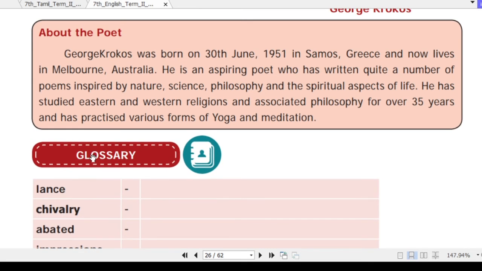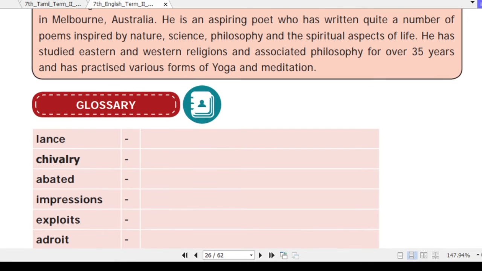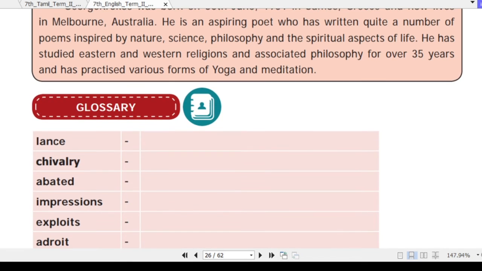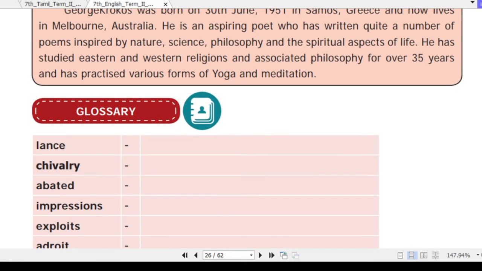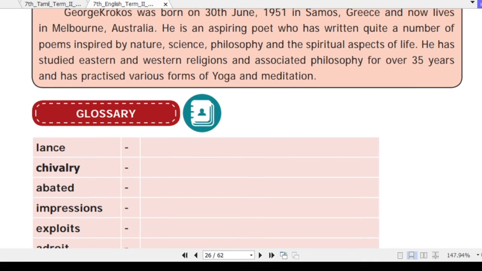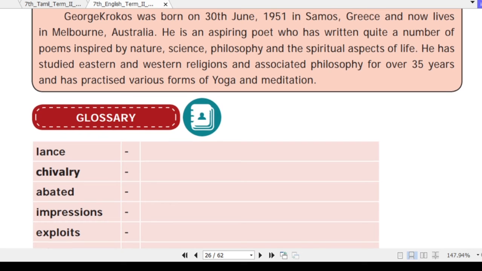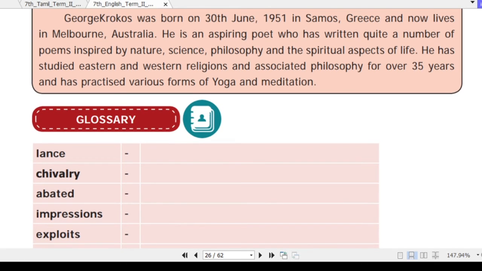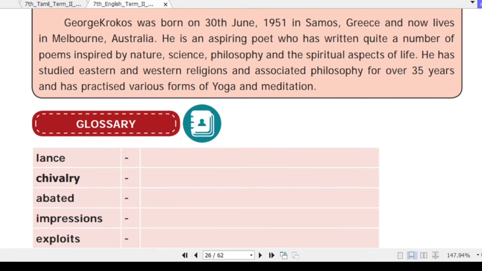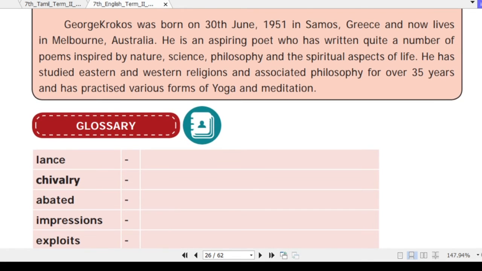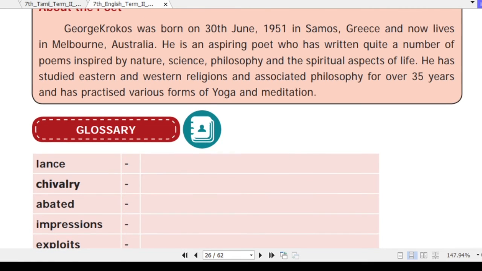Then what is chivalry? What is the meaning of chivalry? Chivalry. Veera Vanakkam. Veera Seyal. What will you say in English? The medieval knightly system with the religious, moral and social code. Okay. Chivalry.